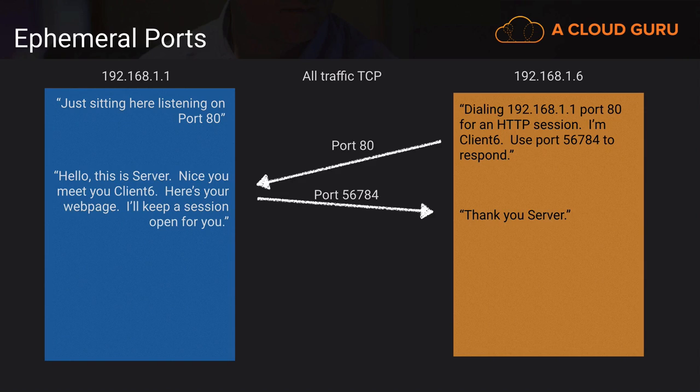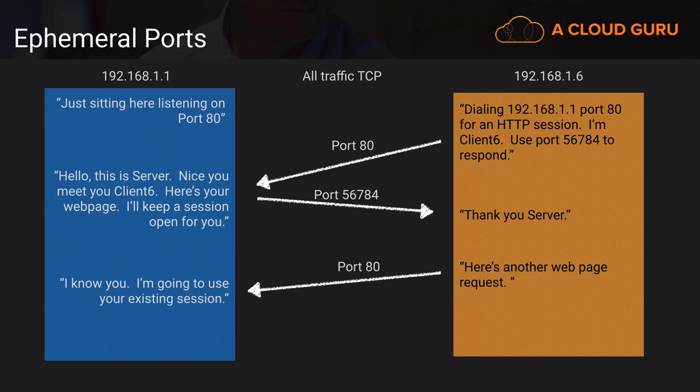So it acknowledges that it received that message. Remember, we're talking TCP here, so there's an acknowledgement. Then some time goes by, and the client says, here's another web page, and it's going to communicate on port 80. And the server says, hey, I know you. I'm going to use the existing session that I already have open. And because I already have that session open, I know that you like to be communicated on 56784. And of course, the client says, thank you very much.